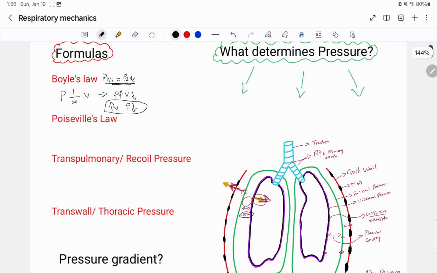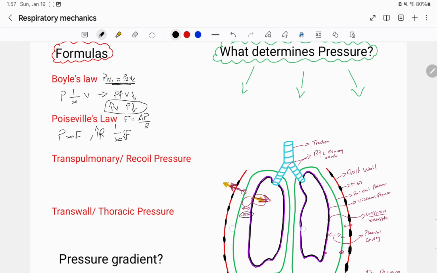Awesome. So what are some other laws that we got to be familiar with? So Poiseuille's law states that flow equals change in pressure over resistance, okay? And while we won't talk about Poiseuille's law in this video, it's still important to know it. The relationships here are that pressure is directly proportional to flow and that resistance is inversely proportional to flow, okay? Meaning that if I increase my resistance, flow goes down, okay?